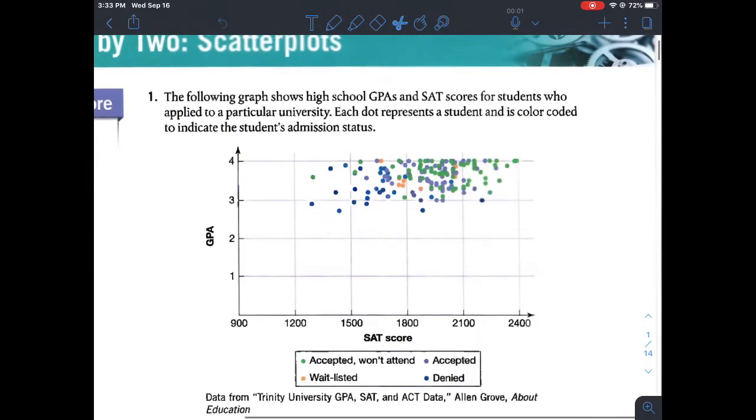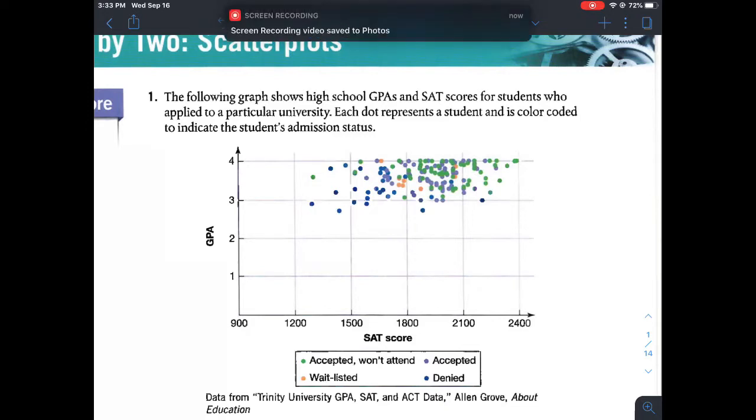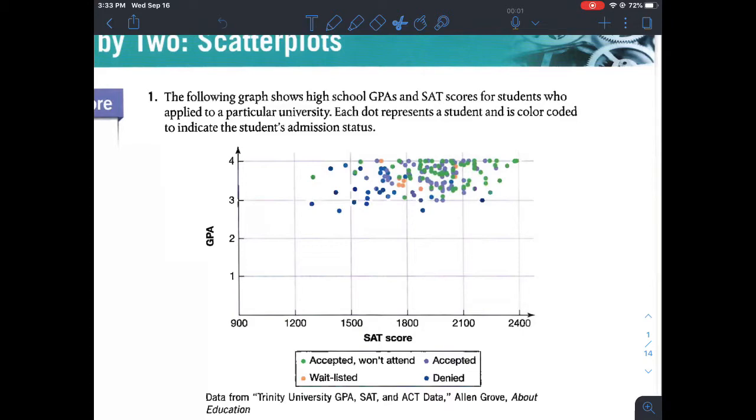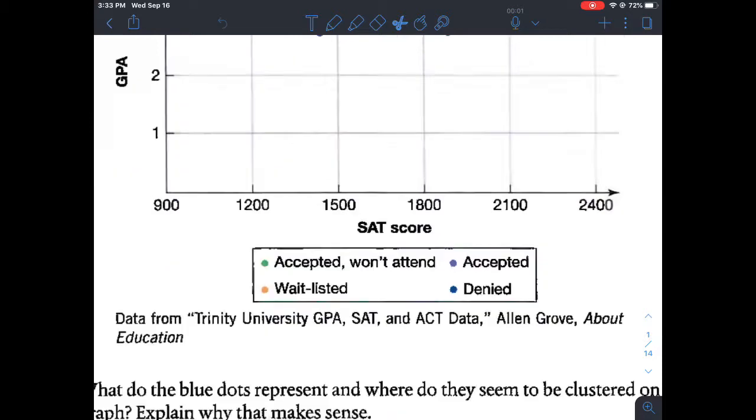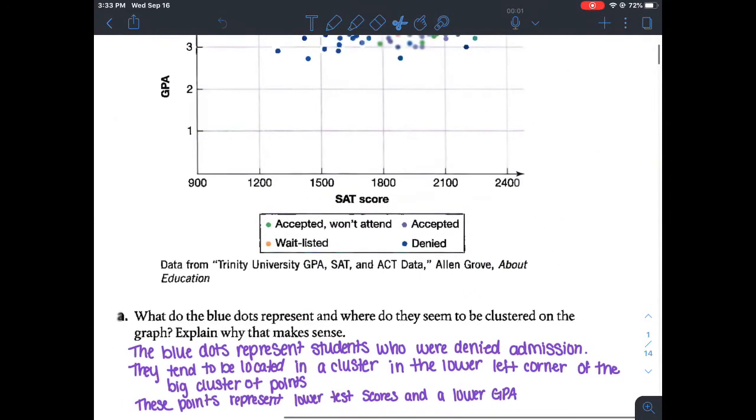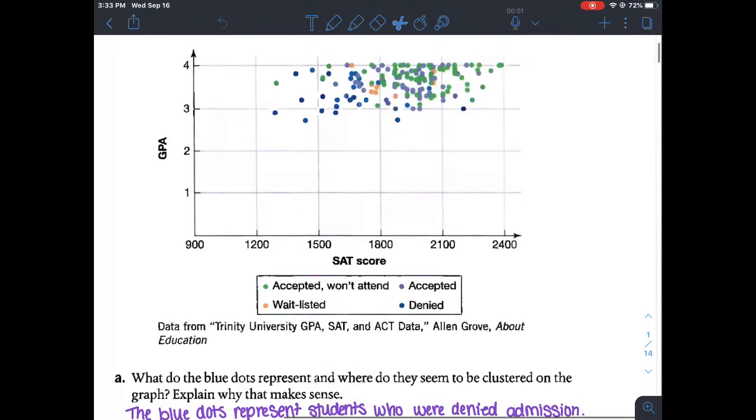Okay, so this is a graph showing high school GPAs and SAT scores for students who applied at a particular university. Each dot represents a student and is color-coded to indicate the student's admission level. So accepted but won't be attending college, waitlisted, accepted, and denied. So the first question, what do the blue dots represent and where do they seem to be clustered on the graph? Explain why that makes sense.